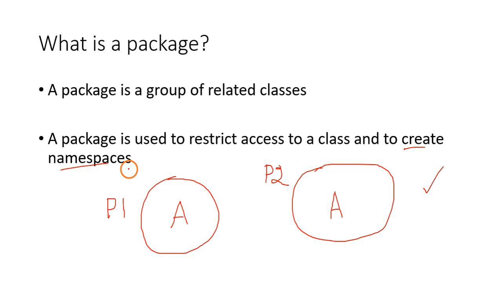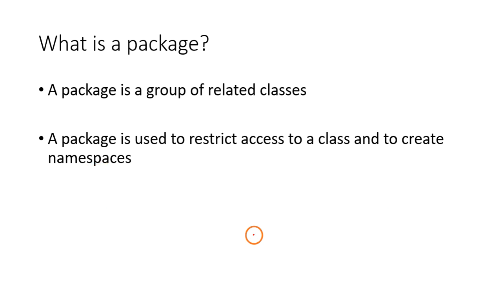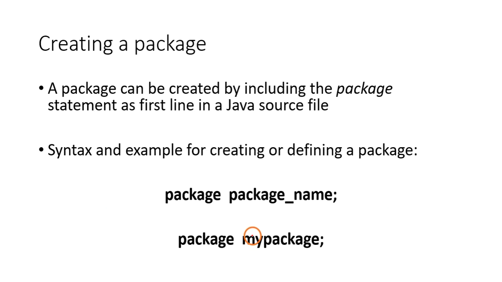So by creating namespaces, we are avoiding name collisions. Okay, we are avoiding name collisions. Okay, so that is about a package. Now, how to create a package?